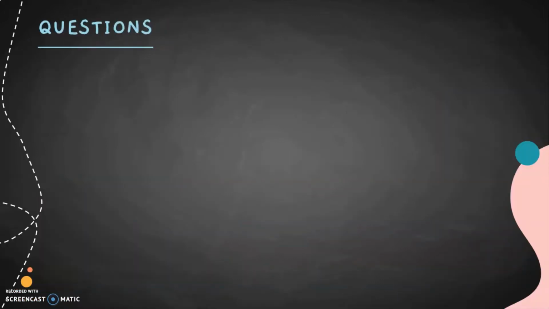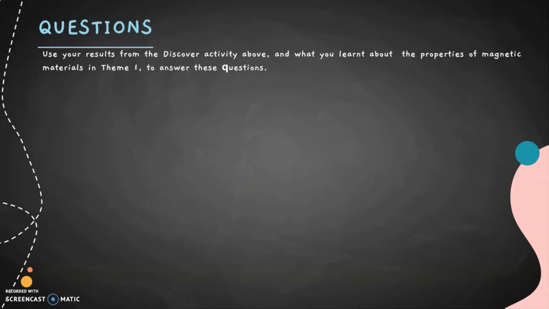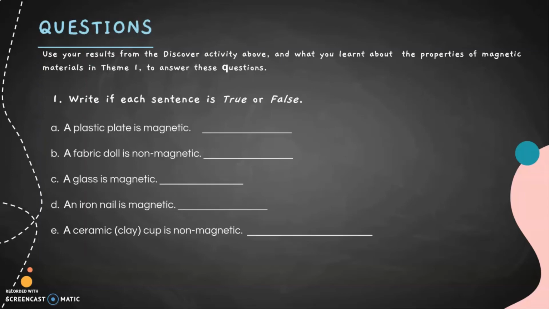Next question. Use your result from the discovery activity above and what you learned about the properties of magnetic materials in theme 1 to answer this question. Write if each sentence is true or false. Now I have 5 questions. A plastic plate is magnetic. True or false? Good job! False, because plastic is not magnetic.